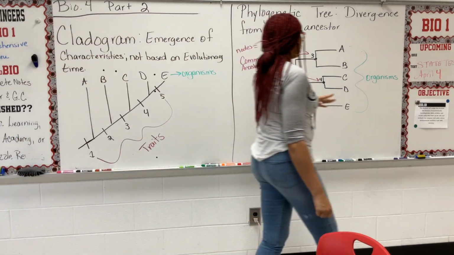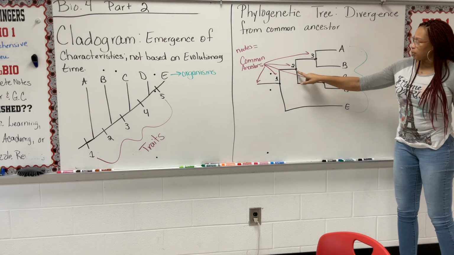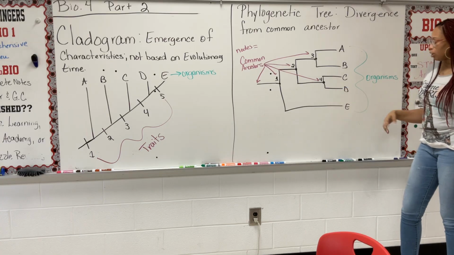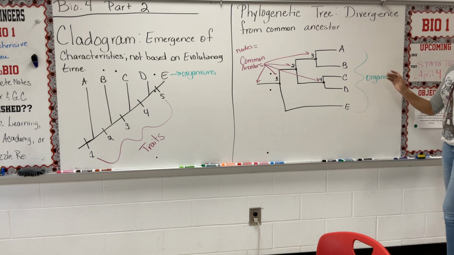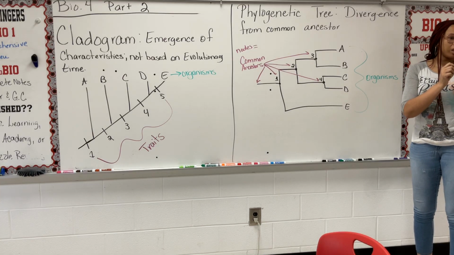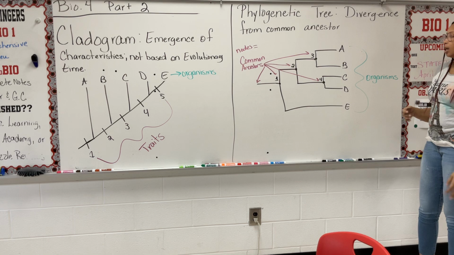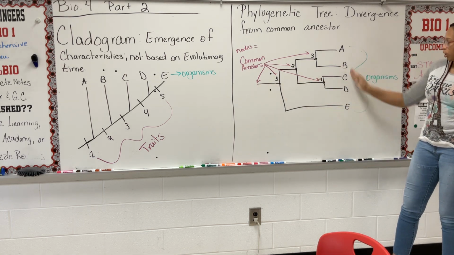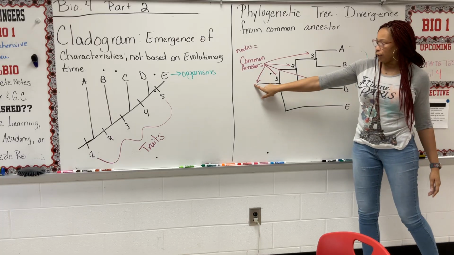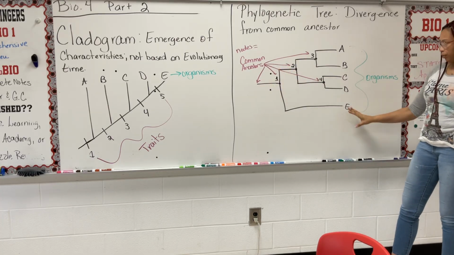Now, a phylogenetic tree, on the other hand, actually shows divergence from a common ancestor, and these little dots represent things called nodes, and the nodes are there to represent a common ancestor. And we show divergence, which means one species diverged or split into two or more different species. The common ancestor for everything, every species on here, every organism on here, would be the very first at the beginning here. So this will be the common ancestor for everything.